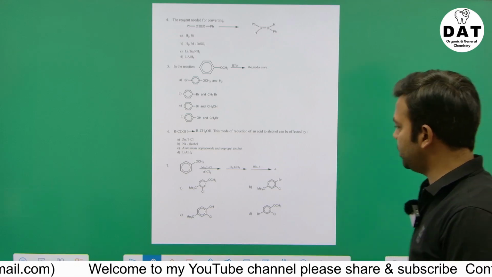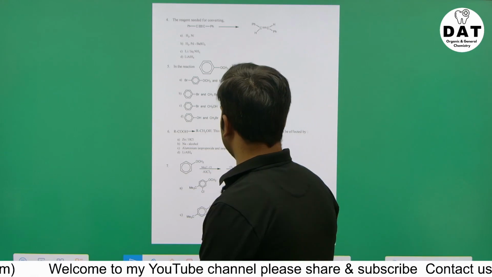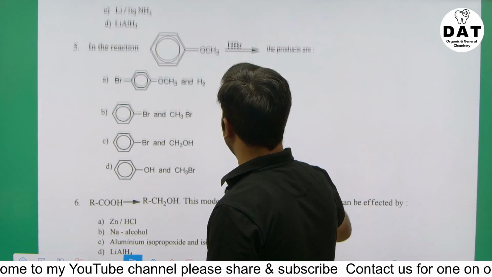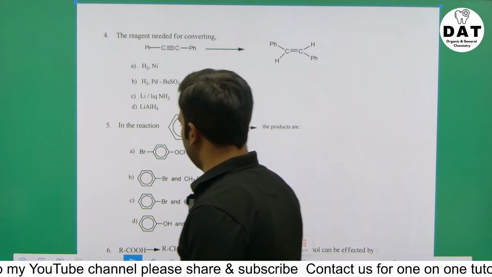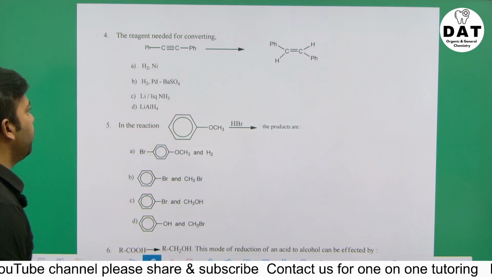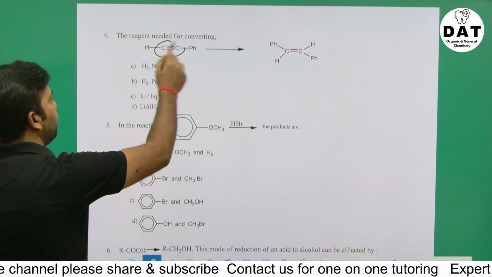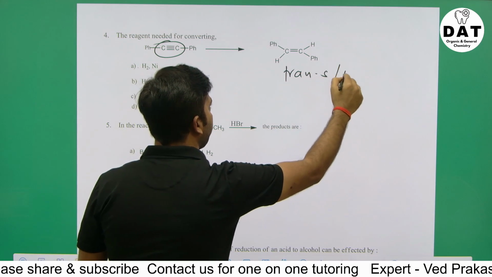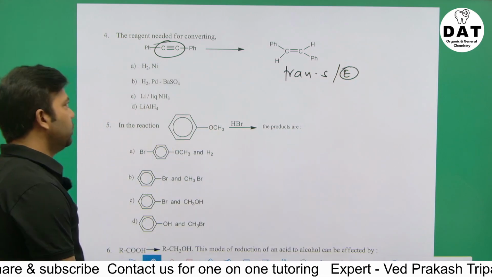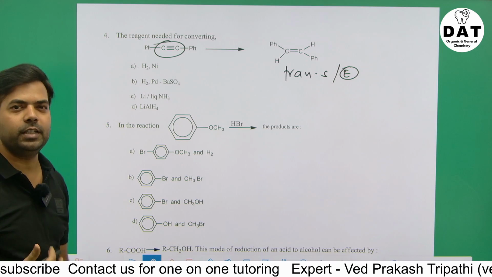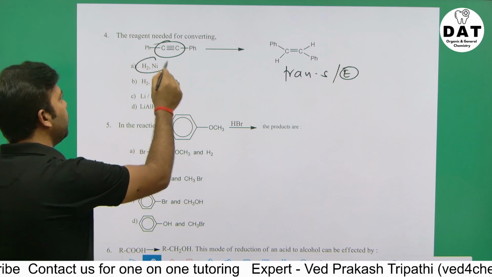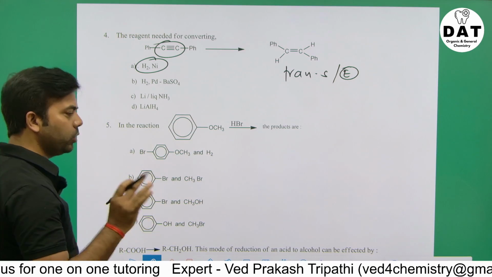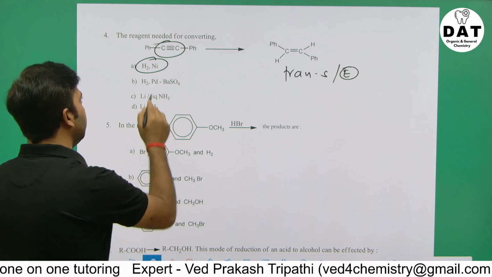Okay, now the next question, question number 4. This is a reaction of alkyne. Whenever we have an alkyne and the product is a trans alkene, this is trans or E. Look at each reagent's function. H2 nickel will reduce triple bond into single bond, clear, in a syn addition, meaning both hydrogens must be in the same direction.